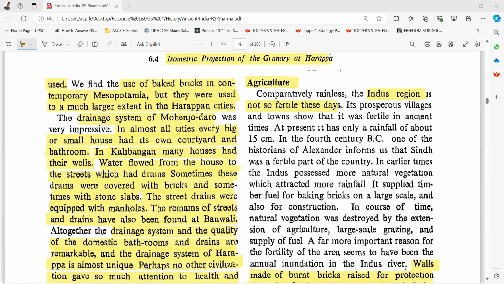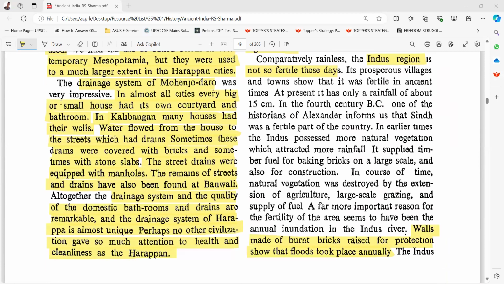The drainage system of Mohenjo-daro was very impressive. In almost all cities, every big or small house had its own courtyard and bathroom. In Kalibangan, many houses had their own wells. Water flowed from the houses to the streets, which had drains. Sometimes these drains were covered with bricks and sometimes with stone slabs. The street drains were equipped with manholes.